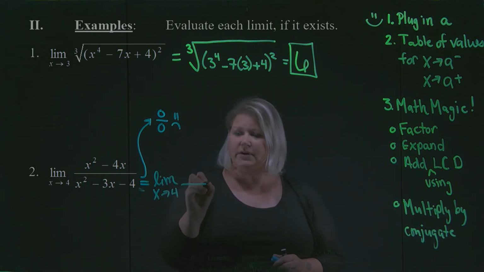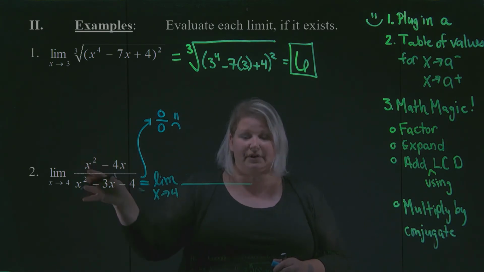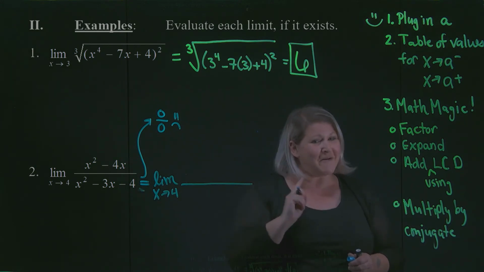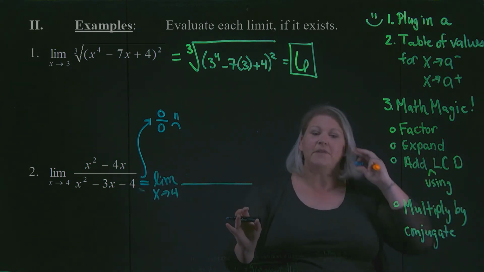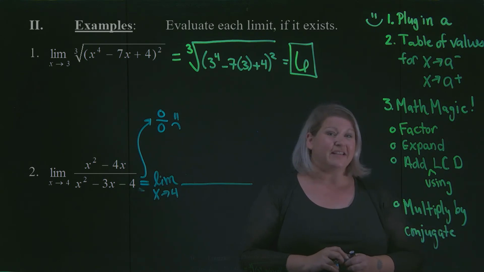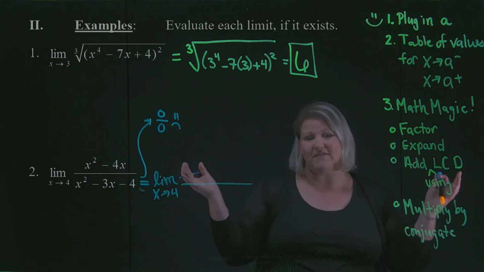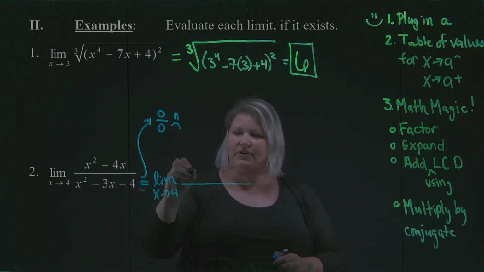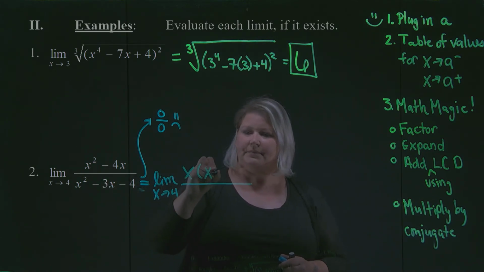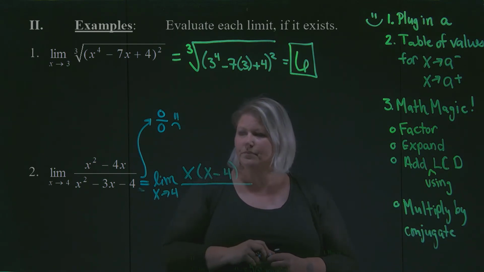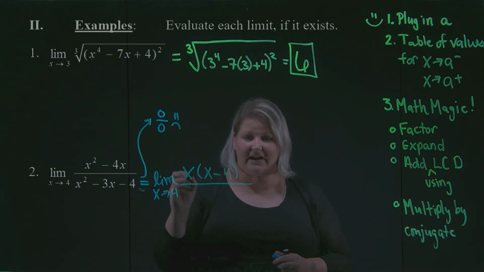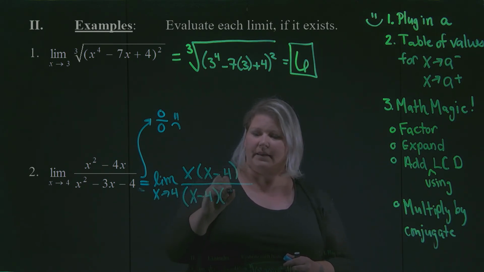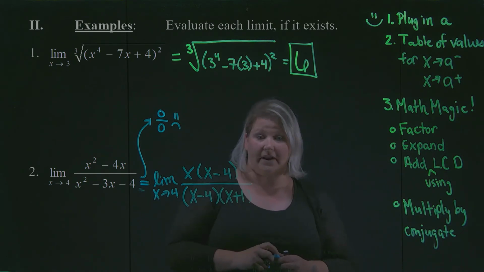So the first thing I'm going to do, because I've got a rational function and I got the 0 over 0, which will come up again, by the way, is factor it. At this stage in the game, when I got a 0 over 0 and I'm trying to find a limit, I'm going to see if I can factor something. So my numerator, I can factor out an x. For my denominator, I can factor this into x minus 4 and x plus 1.